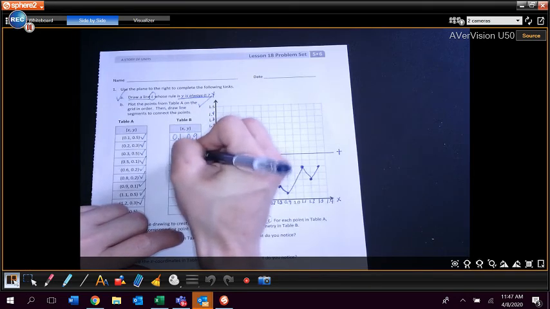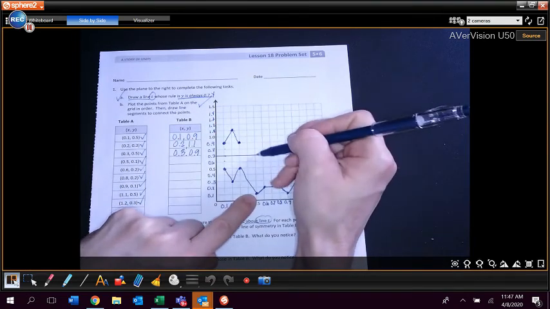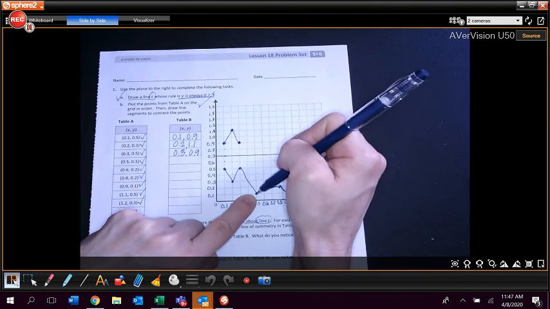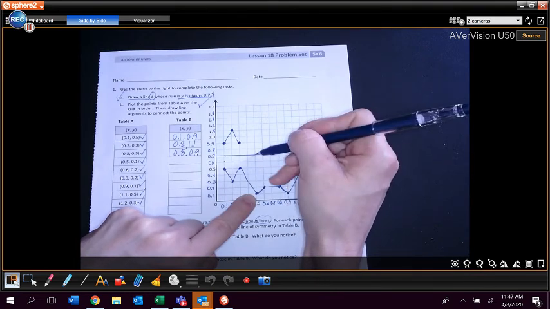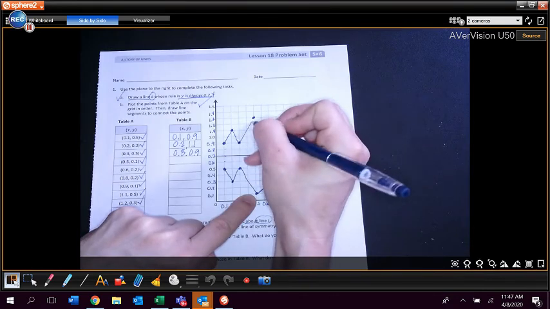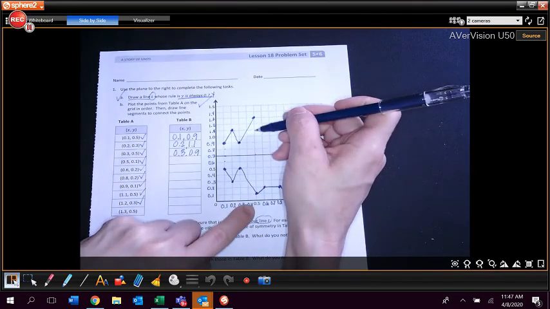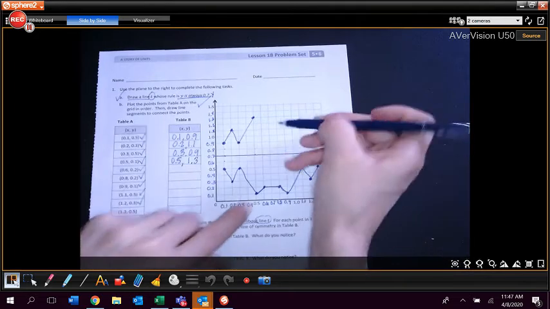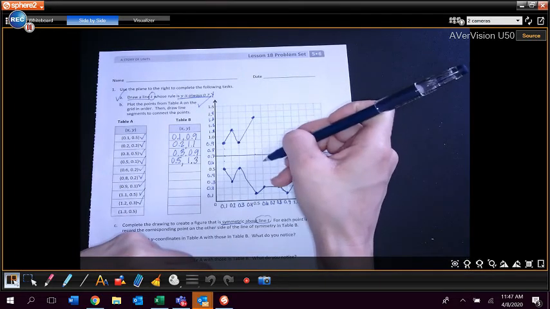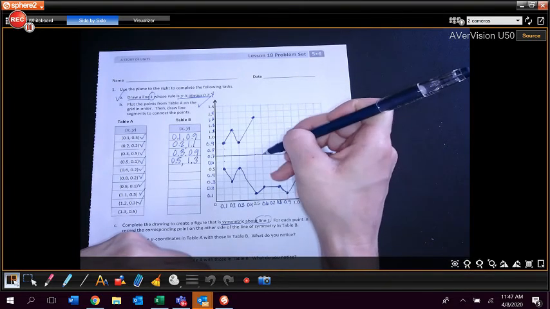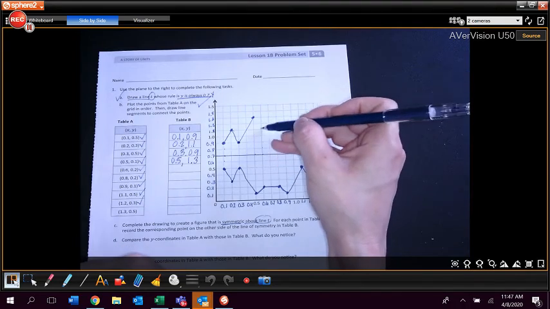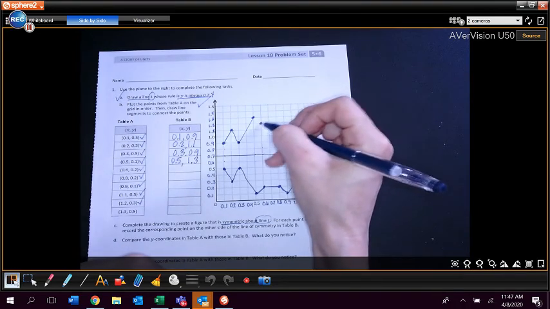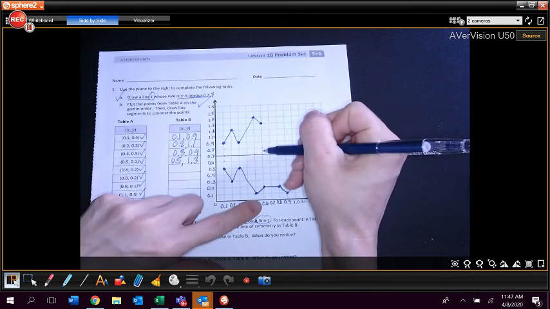Our next one, we have 1, 2, 3, 4, 5, 6 units. So we're going to do 6 units up. 1, 2, 3, 4, 5, 6. Right here. Connect. And we read our number. It is 0.5, 1.3. Our next one is here, so we have to count 1, 2, 3, 4, 5 units. So now go up 5 units. 1, 2, 3, 4, 5. Right here. Connect. This is 0.6, 1.2.